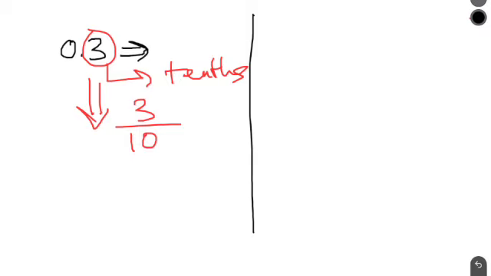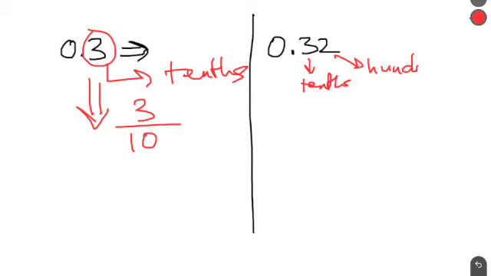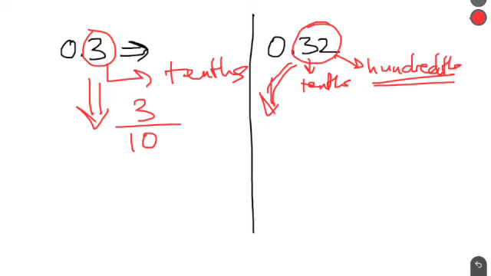If we had, for example, the number 0.32, we can look at this value and say this value is the tenths, this value is the hundredths. So the lowest place value in this decimal number would be the hundredths place. Why is that significant to us? Because we can now take this number value of the fraction, 32, and put it over 100, because this 2 is in a hundredths place.